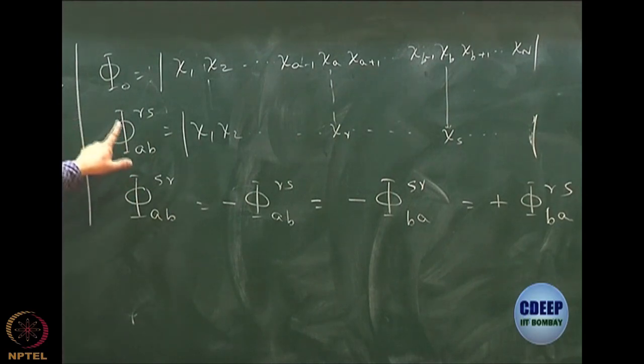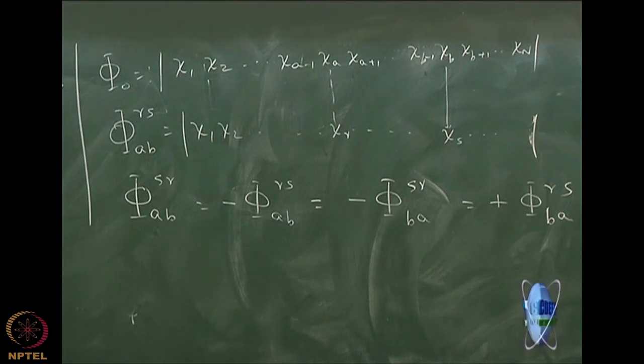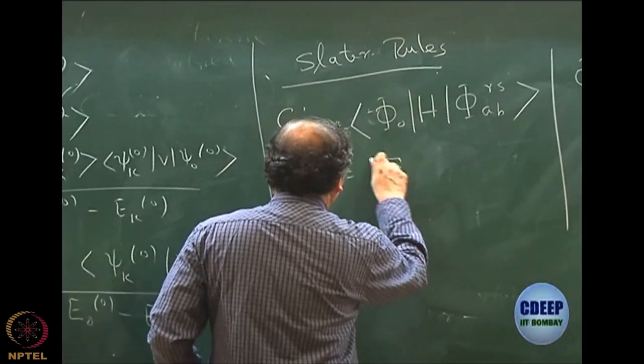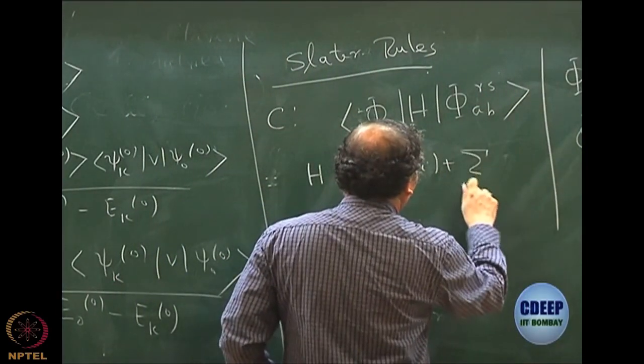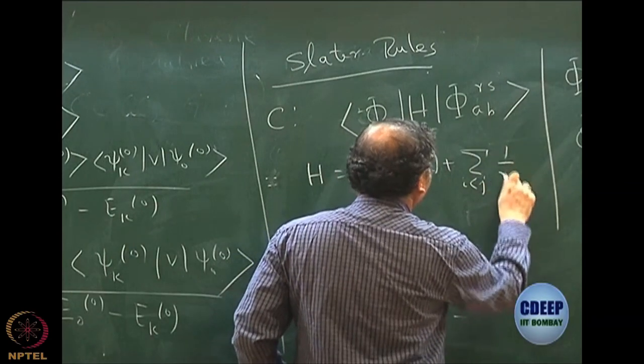So of course, right now I'm writing ABRS. Okay, so the result is the following. Again, I remind you that H has two parts. Now we are not talking of H naught plus V. Don't get confused. We are talking of the normal Hamiltonian, which has two parts, the sum over h of i plus 1 by r_ij. We are not talking of H naught plus V.